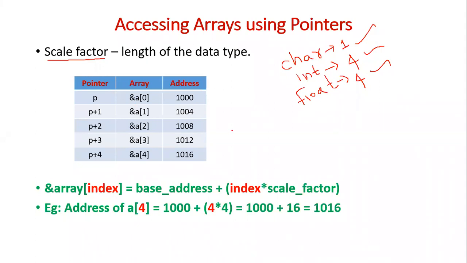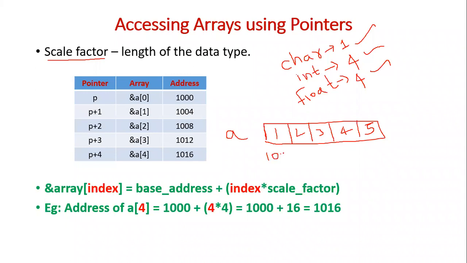let us consider the same example whatever we have taken. The array A contains the values 1, 2, 3, 4, and 5. Also we have discussed that the starting address is 1000. So this is the array A. The first location is index 0 and the last location is index 4. So these are the addresses.